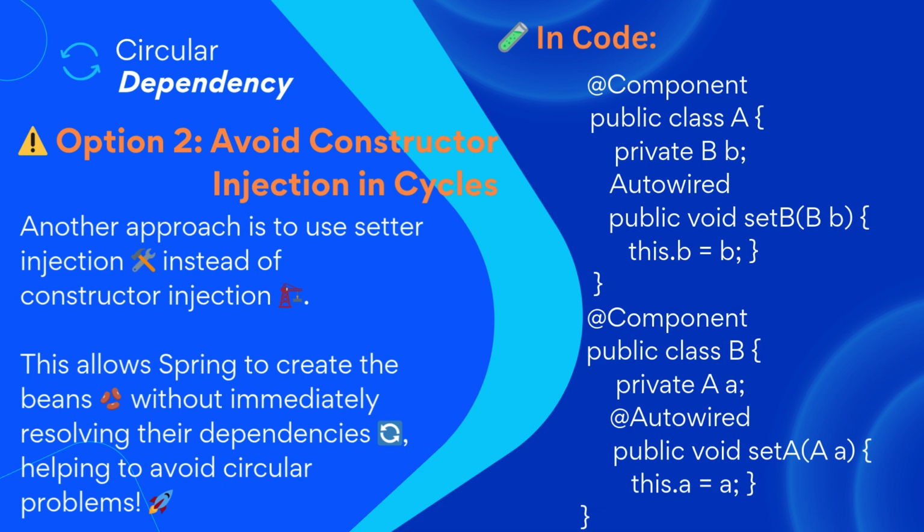We should use setter injection when, first, you encounter a circular dependency with constructor injection. Second, one dependency is optional or not needed immediately. Third, you want more flexible bean configurations. However, we should avoid it if, first, your bean must have the dependency to function correctly. Second, you rely on the dependency being final or immutable.